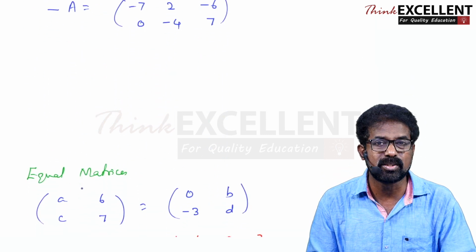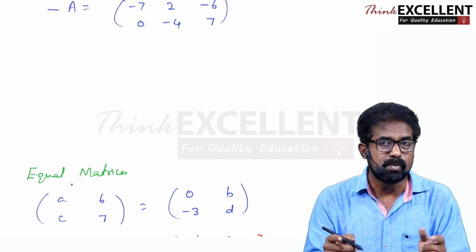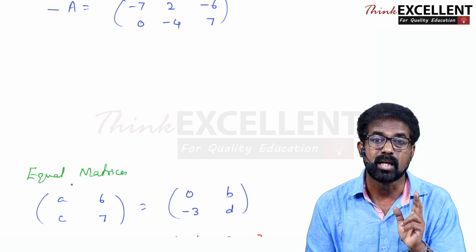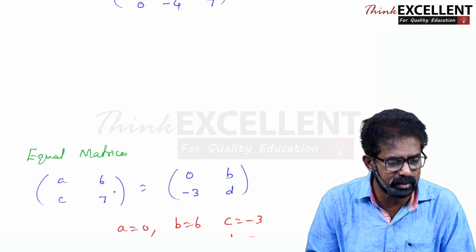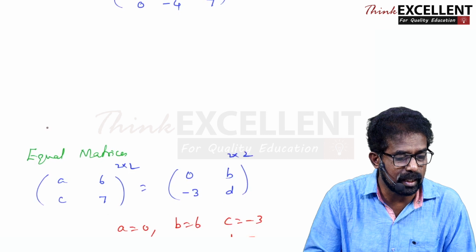Equal matrix, when can you say two matrices are equal? Very important. Two things: orders must be the same. Second condition, corresponding elements are equal. Here two matrices are given. The first one is a 2 by 2 matrix. The second one is also a 2 by 2 matrix. Then the corresponding elements must be equal.